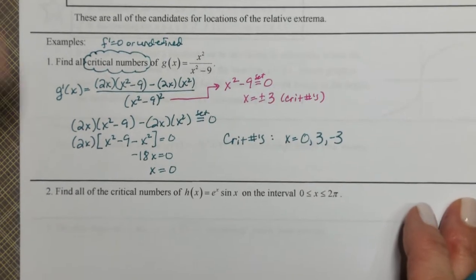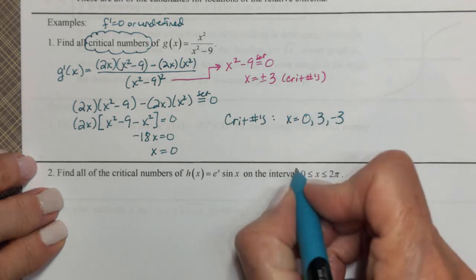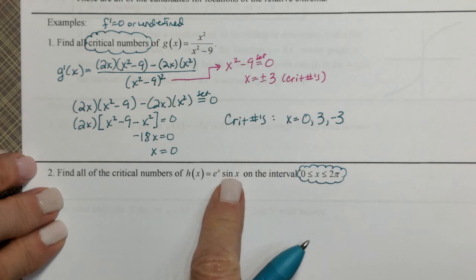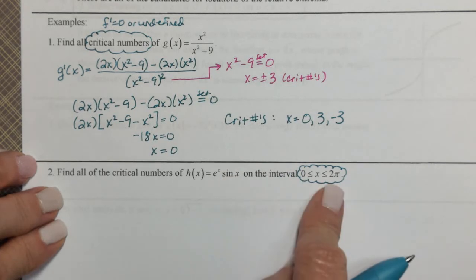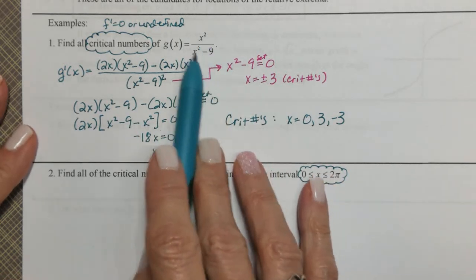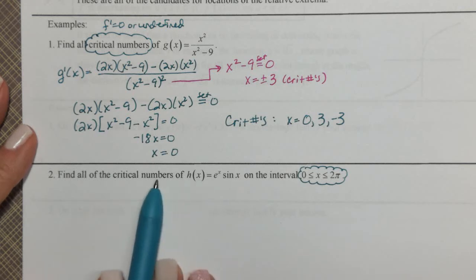Okay, next example. Find all the critical numbers of this function. Now in this one they gave me an interval. Oftentimes when we have a trig function involved, we're going to get an interval, otherwise we would be dealing with an infinite domain. On the above one, they did not need to give me an interval. Okay. Find all the critical numbers.